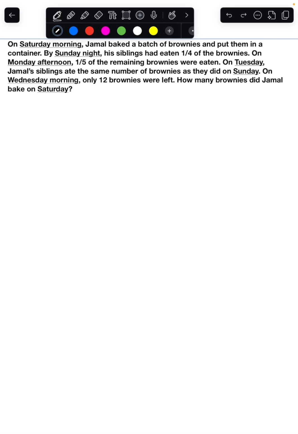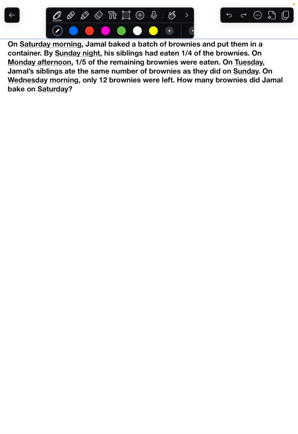By Sunday night, his siblings had eaten 1/4 of the brownies. On Monday afternoon, 1/5 of the remaining brownies were eaten. On Tuesday, Jamal's siblings ate the same number of brownies as they did on Sunday. On Wednesday morning, only 12 brownies were left. How many brownies did Jamal bake on Saturday?